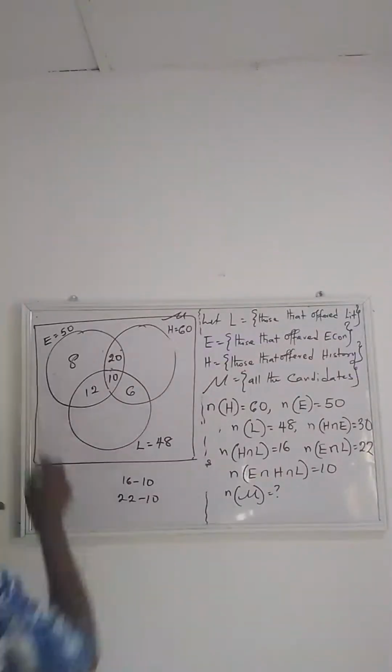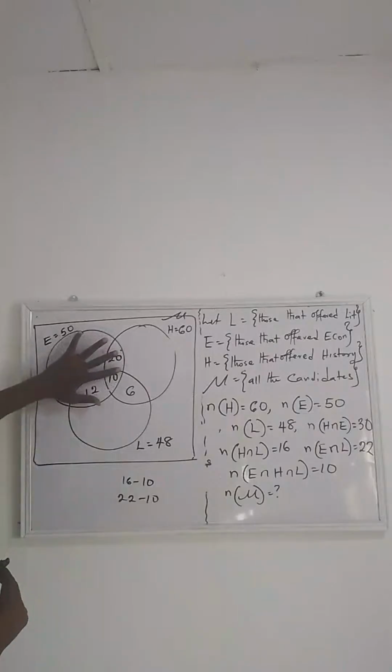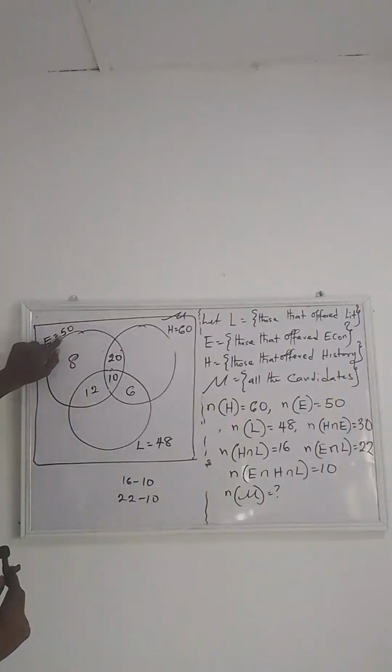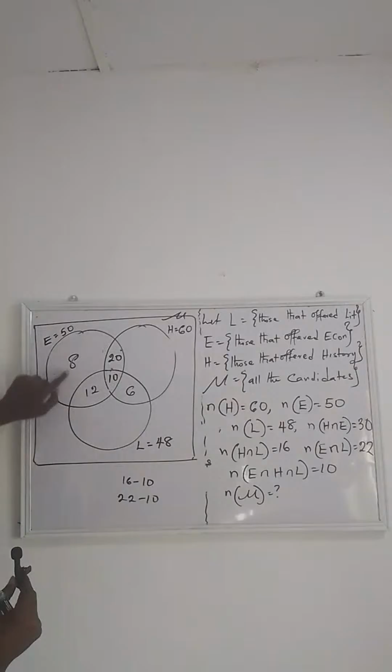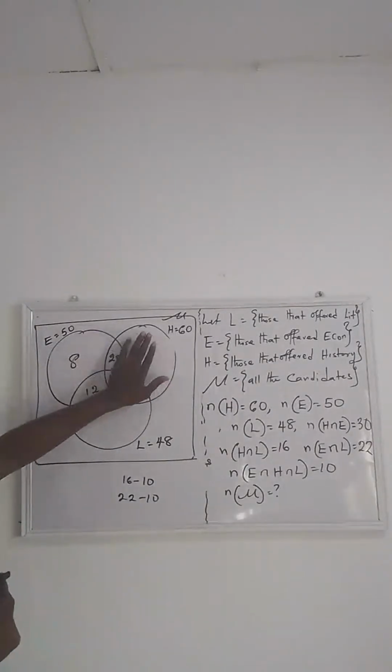8 students only. We see that by the time you add everything in this circle together, it must give you what? 50. As you can see now, 8 plus 12 plus 10 plus 20 is 50. All right, now let's come here.